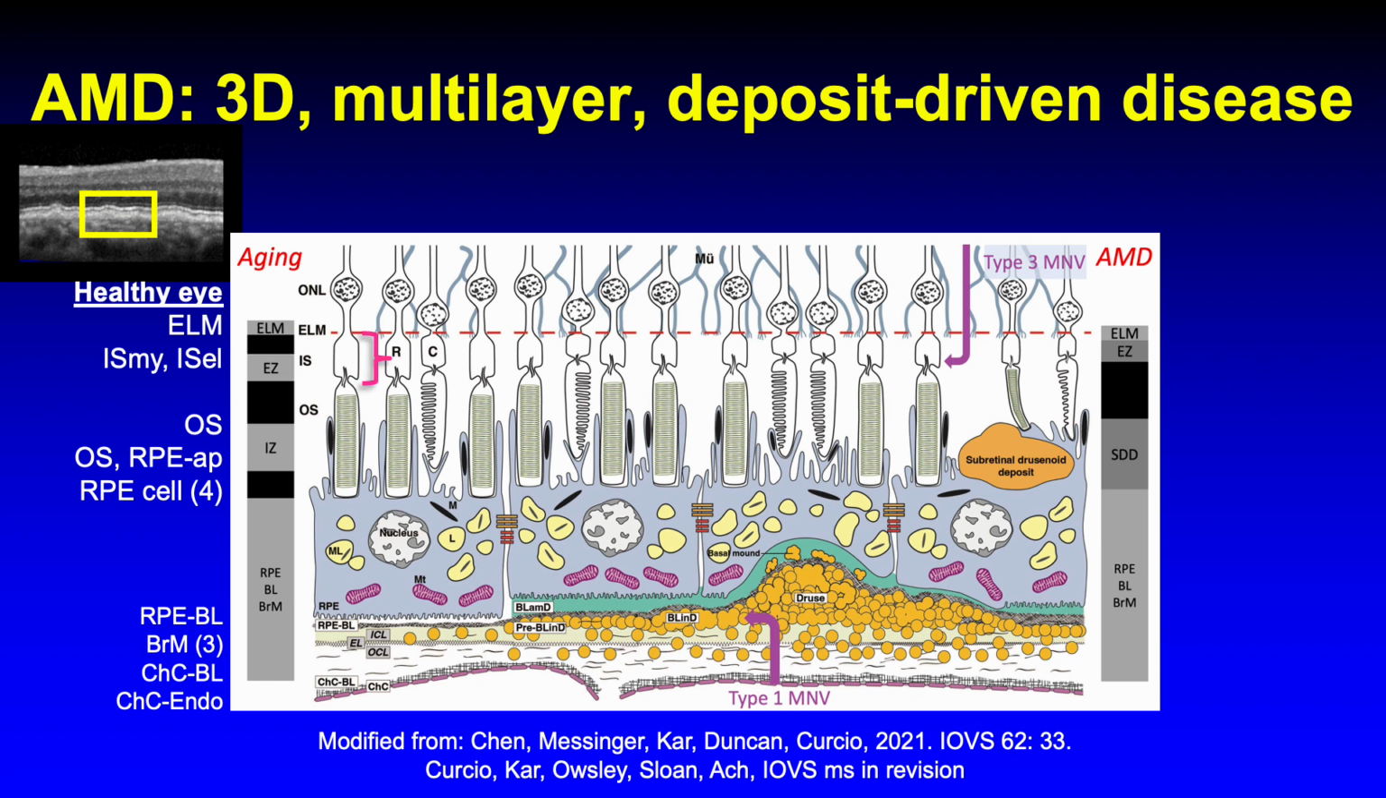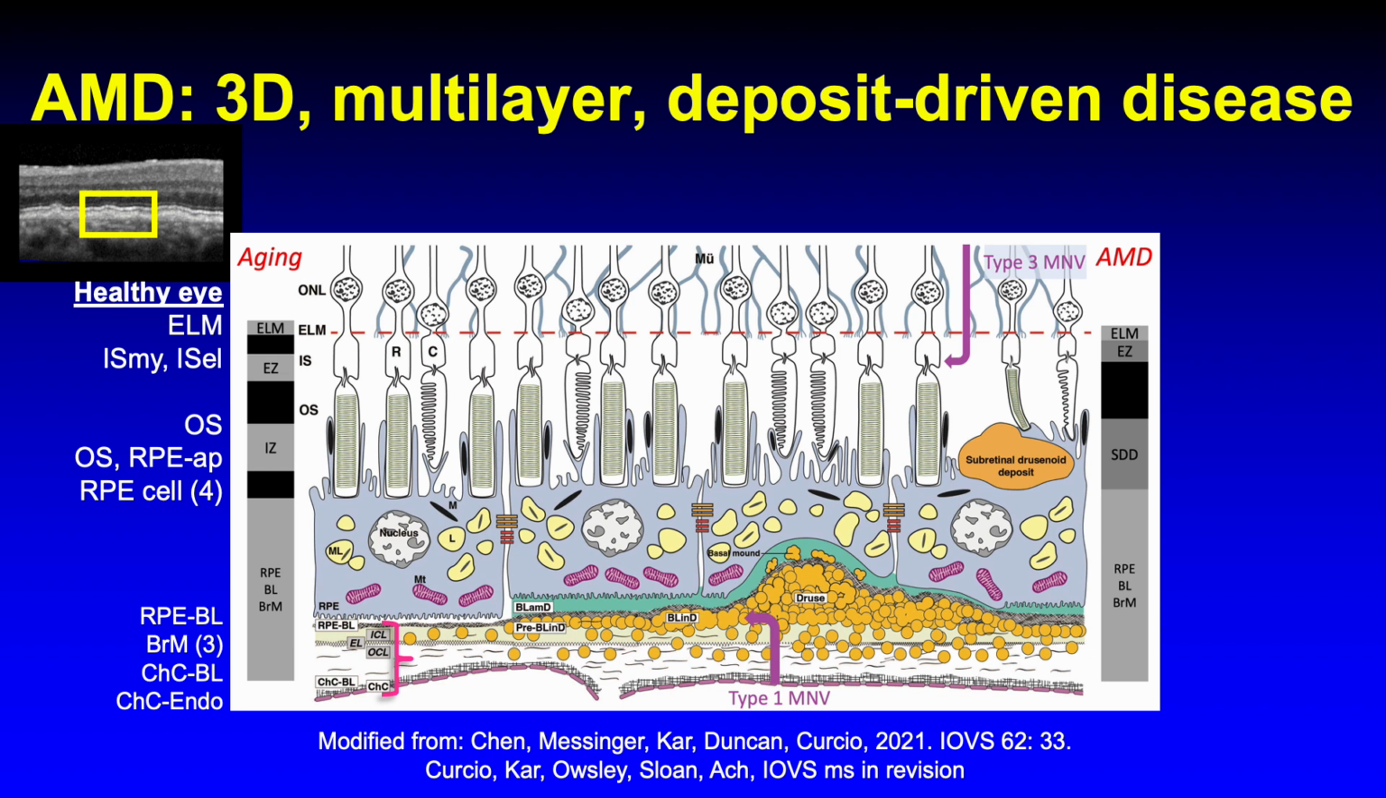Here are the inner segments of the photoreceptors, the outer segments, the interdigitation zone of the outer segments and apical processes together, the RPE cell bodies, and Brooks membrane and choriocapillaris together. These bands may be visible, perturbed, or absent in an AMD eye.